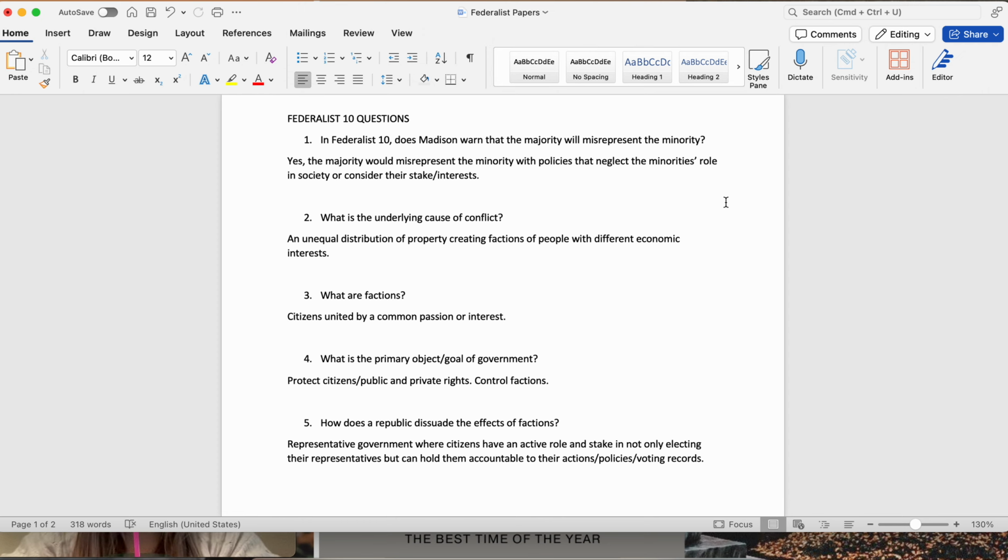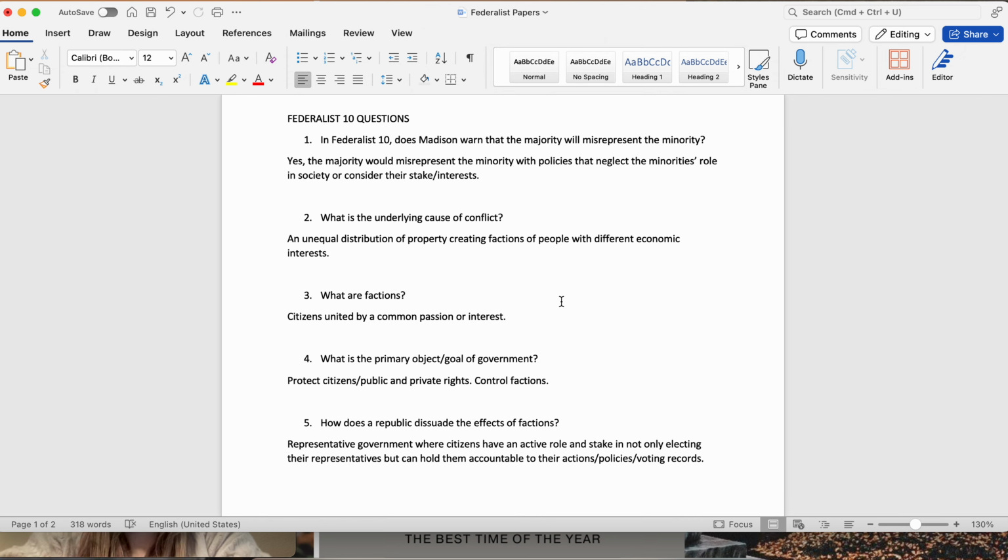So the underlying cause of conflict will always and probably forever be more than just economics. We're looking at class struggles. Number 3, what are factions? Very basic. It's just citizens united by a common passion or interest. The primary goal of government is to protect the citizens and the public and private rights. So that's where we see sometimes this clash happen, where we're protecting both the public and also the public's private rights. They should, in that same vein, be controlling factions.